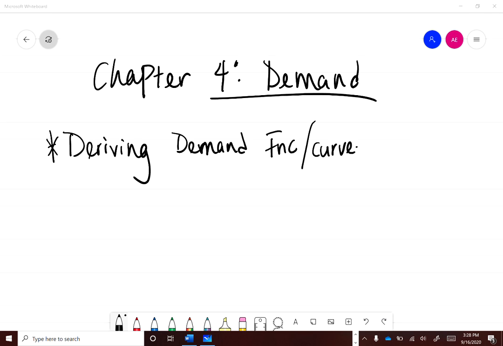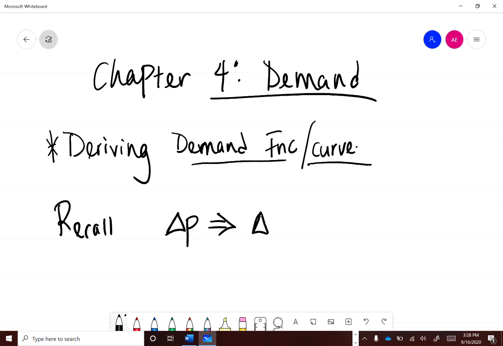Hello, in this video we are going to begin our work on the demand chapter for intermediate microeconomics. Alright, so we're going to start off by deriving the demand function / curve. Now recall that with everything else held constant, a change in price will lead to a change in quantity demanded, right? That is a movement along the demand curve.